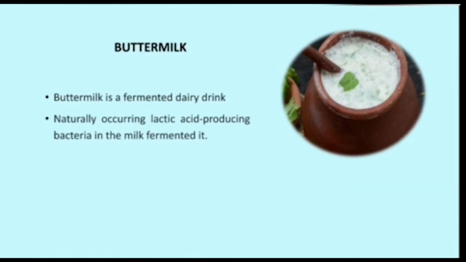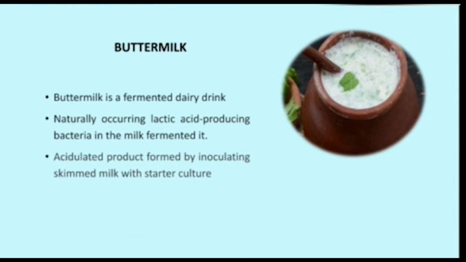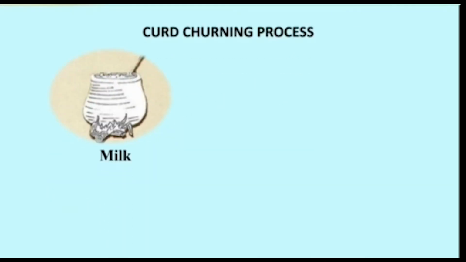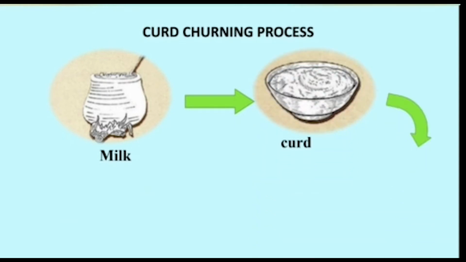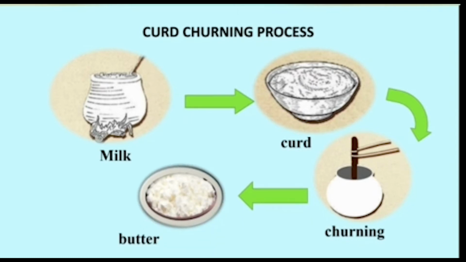Buttermilk. Buttermilk is a fermented dairy drink. It is the liquid left over from churning butter from cultured or fermented cream. Naturally occurring lactic acid producing bacteria in the milk fermented it. It is an acidulated product formed by inoculating skimmed milk with a starter culture of Streptococcus cremoris, Streptococcus lactis, Lactobacillus acidophilus, and Leuconostoc species at 22 degrees Celsius for 18 hours. The acidulated liquid left after churning of butter from curd is also called buttermilk.